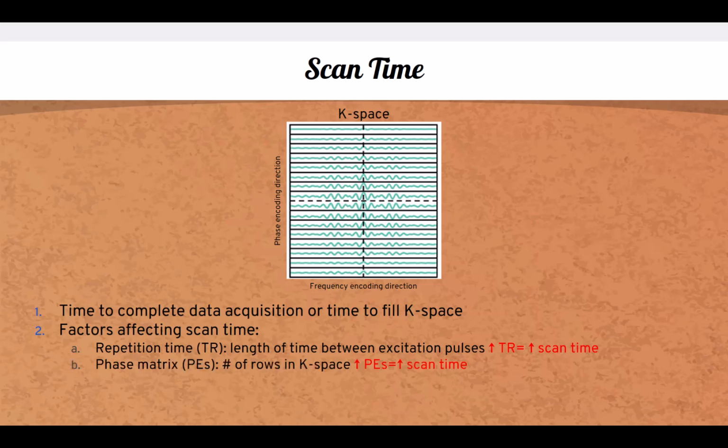Phase matrix, which is the number of rows in K-space. As you increase the phase encoding steps, you're going to increase scan time. And number of signal averages, NSA, which is the number of times K-space is filled. As you increase NSA, you're going to increase scan time.